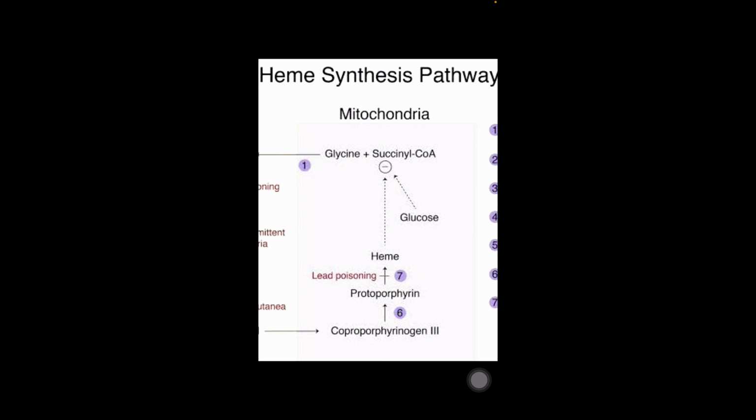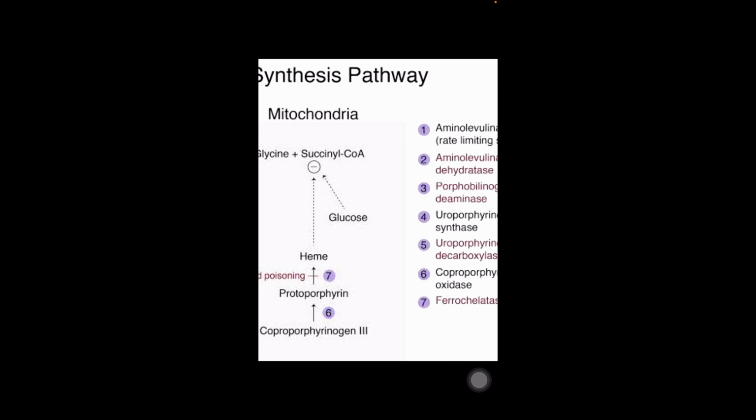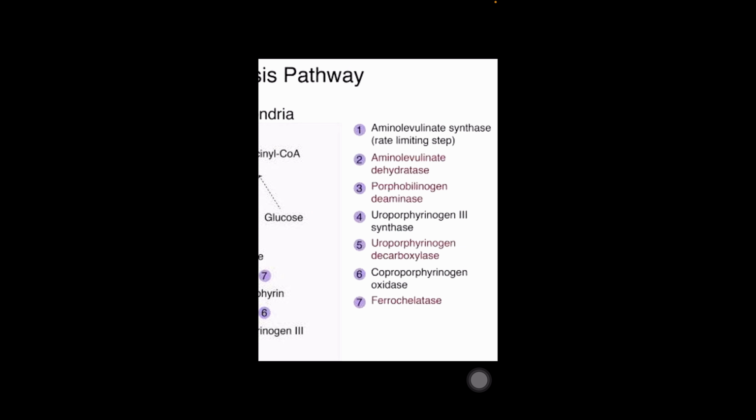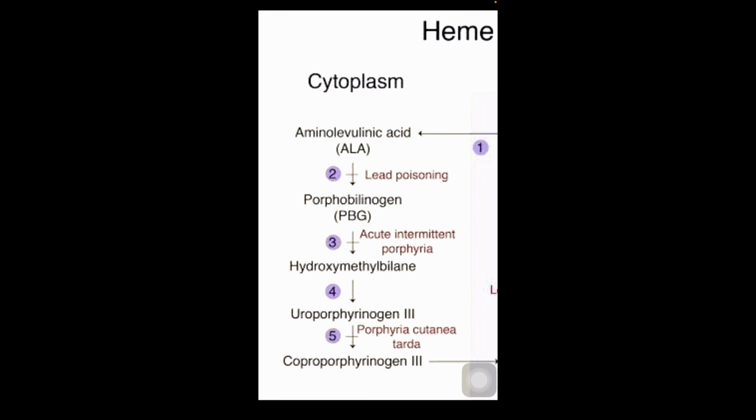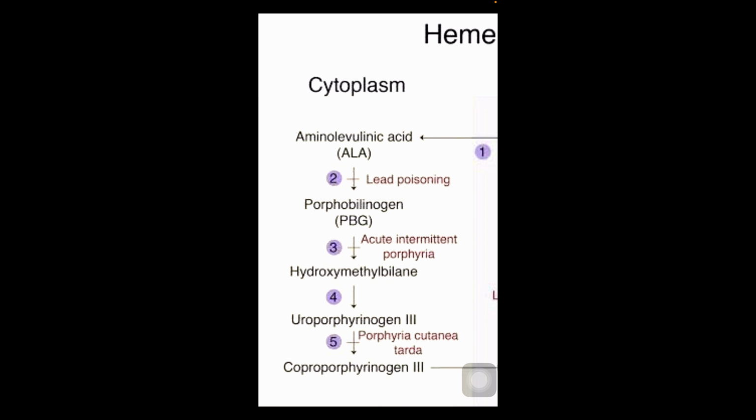But if you look at the mitochondria here, the only enzymes we have here, ferrochelatase, number 7, and number 6 is what? Coproporphyrinogen oxidase, okay? Besides that, almost all are found in the cytoplasm, okay? Almost all are found in the cytoplasm. Take notice. From the first lead poisoning, which is the dehydratase, aldehyde, and also for the diseases such as acute intermittent porphyria, that is the deaminase, right?